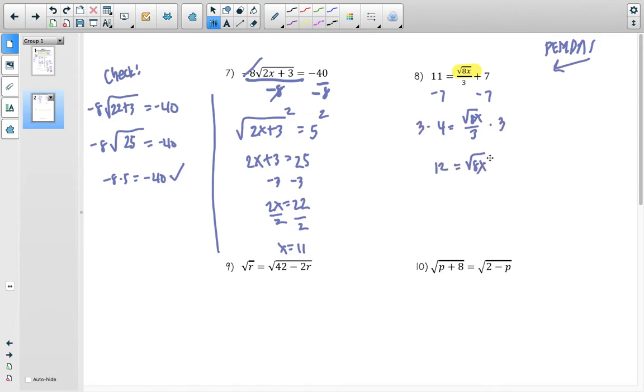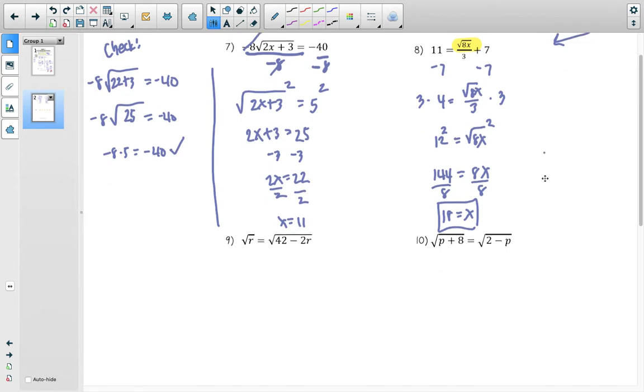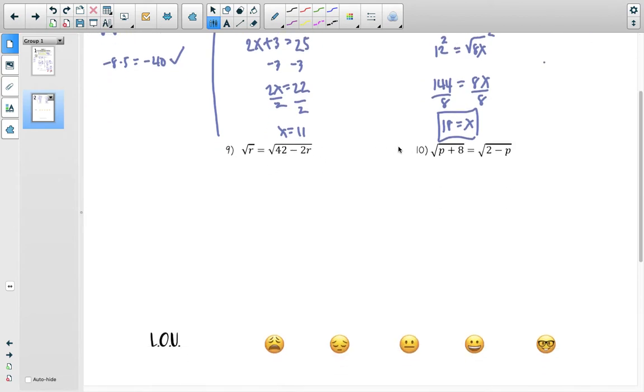And then I ask, how do you get rid of the square root? What is the opposite of a square root? Well, the opposite of square root is squaring. So that gets us 144 and 8x. And then we divide by that 8. And if you take that, 144 divided by 8, you get 18. Okay. We're not going to check this time just because why not? We'll just skip it. But we're going to do 9 and 10, and we'll check those.